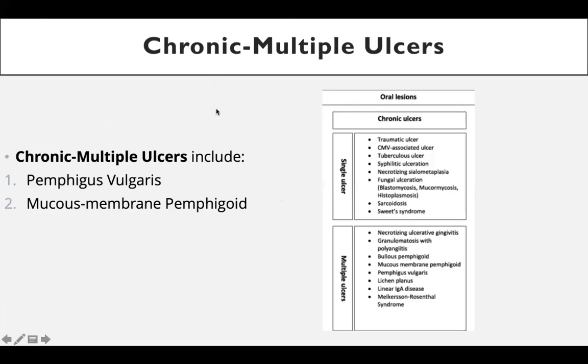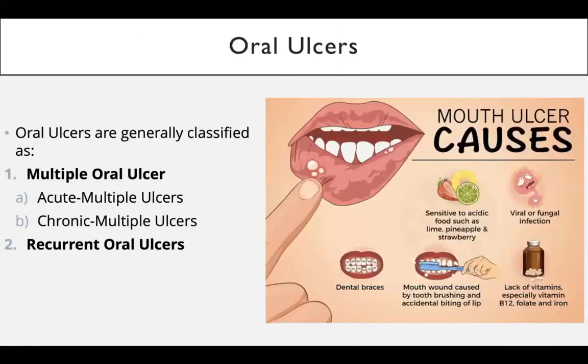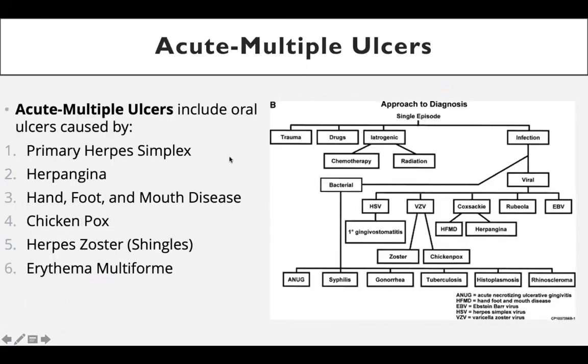Okay, second, the first one was acute multiple ulcers. Let's just revise it. Among oral ulcers, we had multiple oral ulcers and recurrent oral ulcers. In multiple oral ulcers, we had acute and chronic multiple ulcers. Among the acute, there were herpes simplex virus, herpangina, and hand-foot-mouth disease. Herpangina and hand-foot-mouth disease are caused by Coxsackie A. Then chickenpox, herpes zoster, VZV, varicella zoster virus, and then we have erythema multiforme.